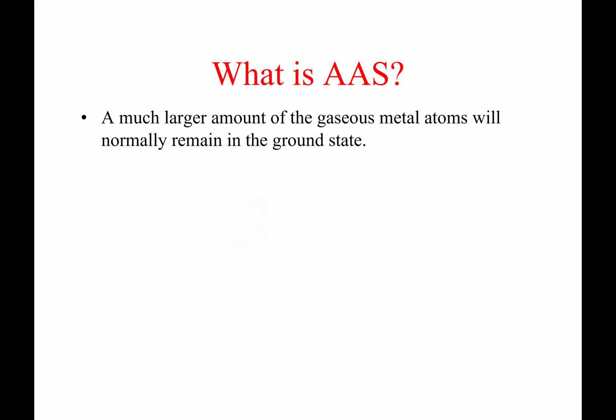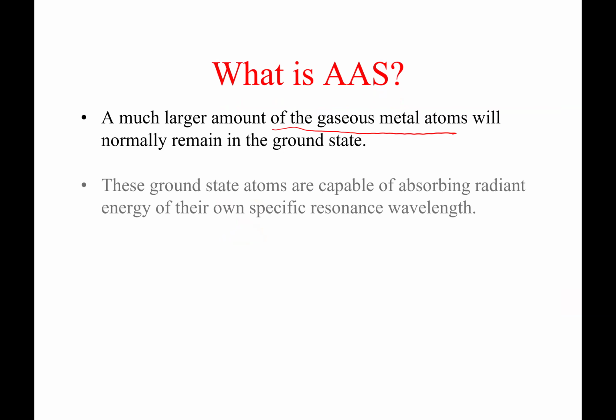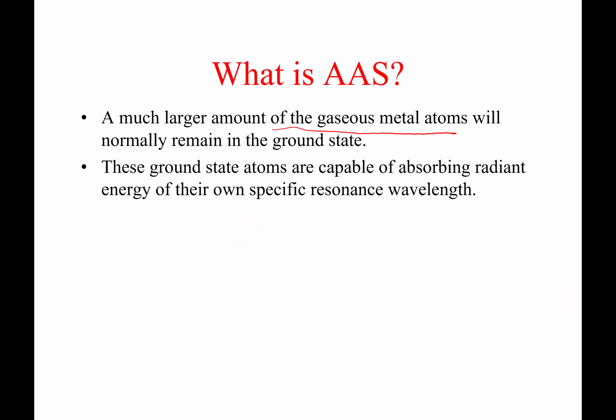Okay, and this is critical to our understanding. You have here the gaseous metal atoms. They will normally remain in the ground state, but remember, you have to excite them in order to absorb the light. So you have two populations of atoms. Some atoms will be in the ground state, some atoms will be excited to an excited state. There is a population of atoms in the ground state and a population of atoms that you excite into the excited state. And we're going to see how that works.